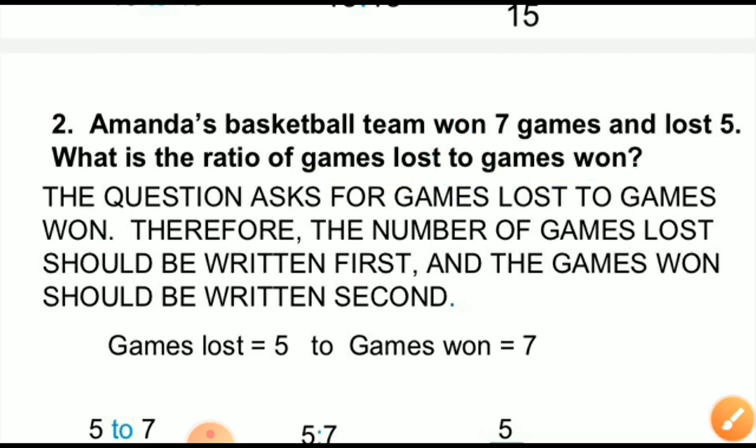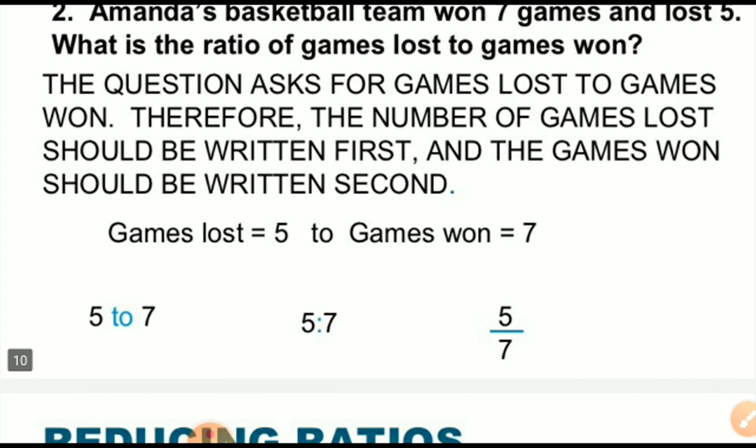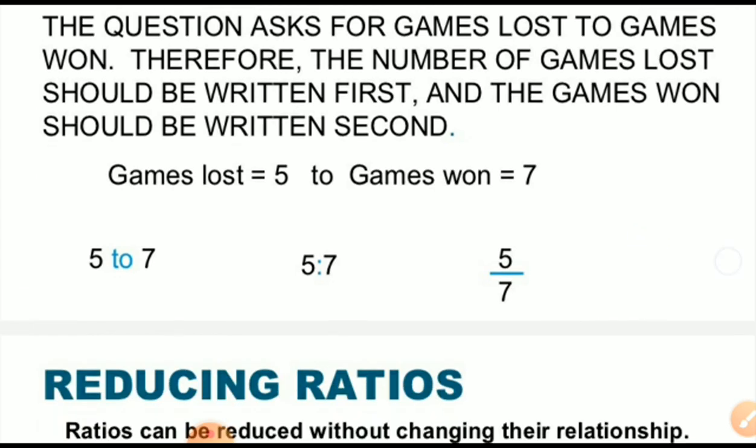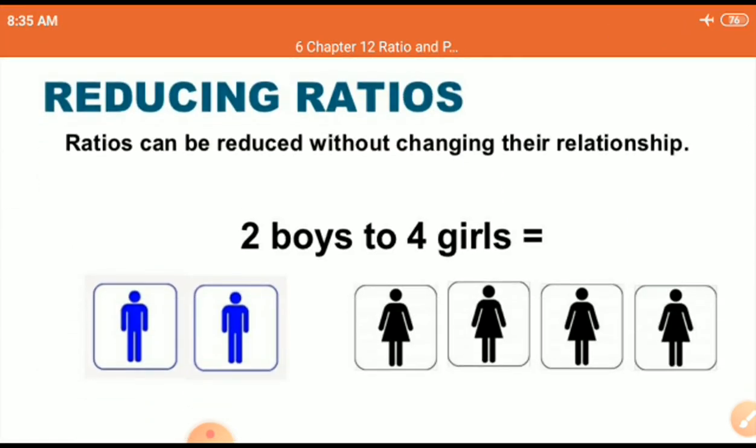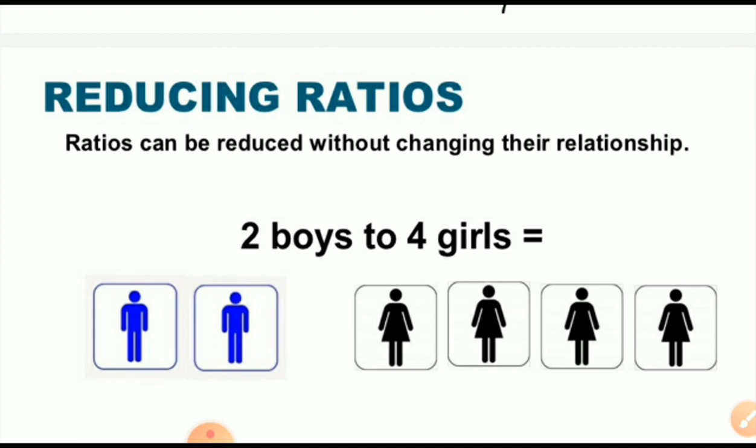Good. The question asked for games lost to games won. Therefore, the number of games lost should be written first and the games won should be written second. Lost games is equal to 5, games won is equal to 7. So 5:7 or 5/7. Reducing ratios. Very good, student.